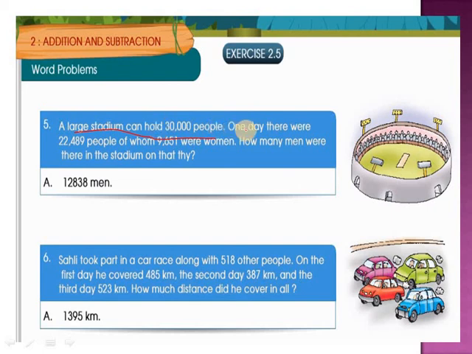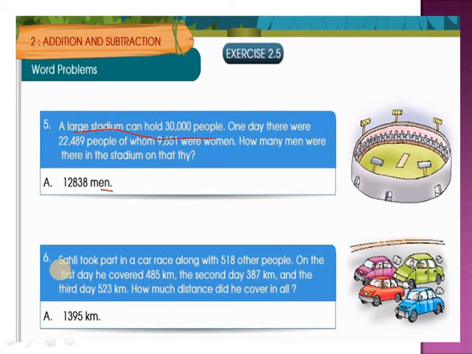So ignore it and write: one day there were 22,489 people, of whom 9,651 were women. So subtract this one, you will get the answer. 22,489 minus 9,651. When we do this, what will you get? 12,838 men is the answer.